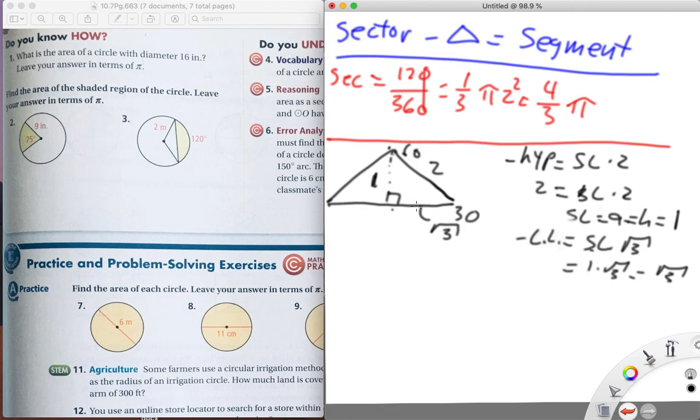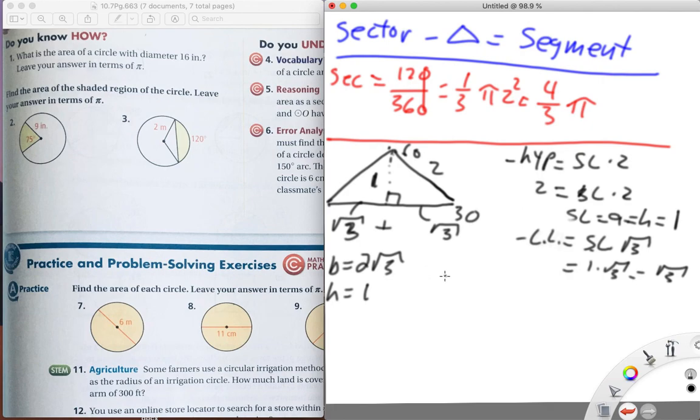But I need the whole entire base. So this is square root of 3. This cuts it in half. This is also square root of 3. So I add them together, and the base is equal to root 3 plus root 3, which is 2 times the square root of 3. The height is the same thing as the apothem, which is 1.